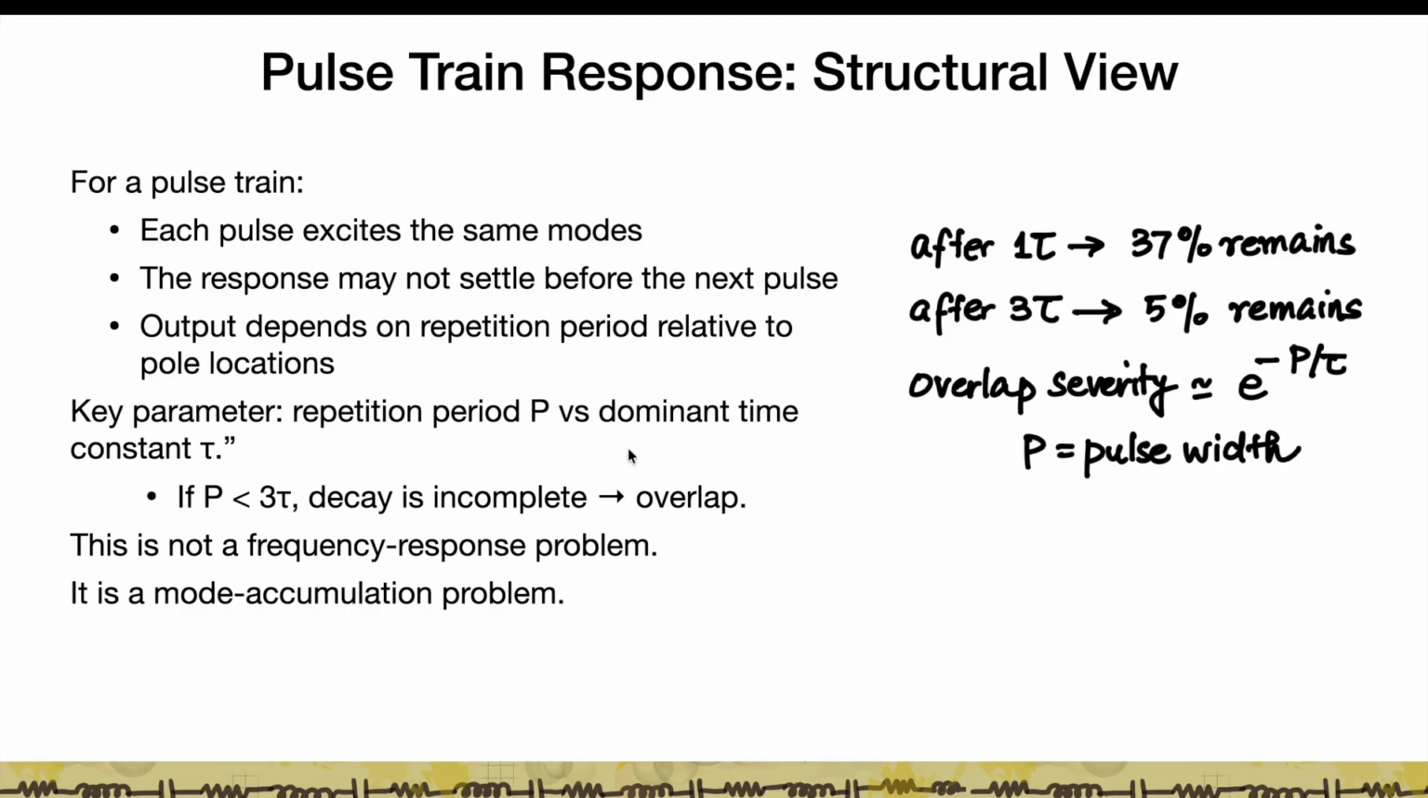Students often say, but if it's periodic, it's steady. The correct statement is, it may become steady after transients. But what steady means here is a periodic orbit that can be offset or distorted due to memory.